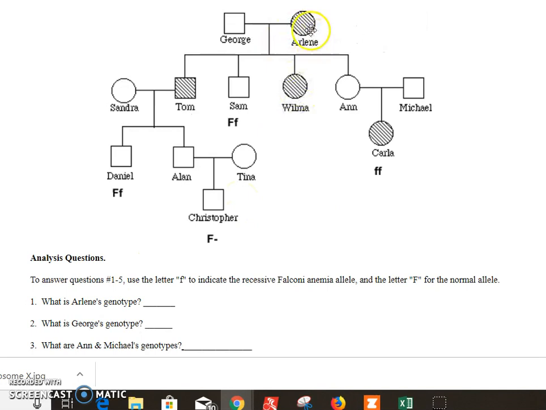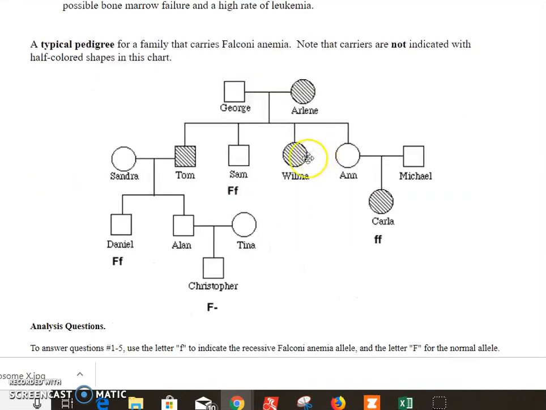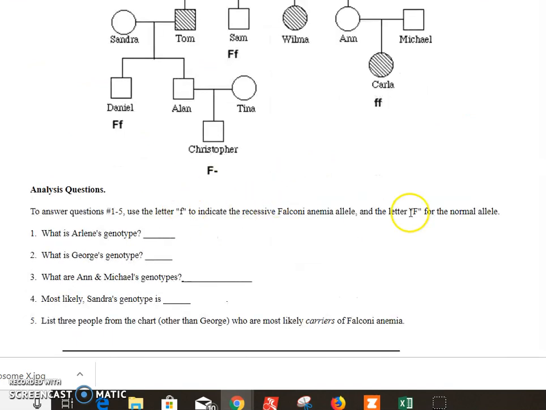Well, we look up here, the recessive form is Fanconi anemia. In order for the recessive to be expressed, we must have both recessive alleles, right? So in this case, for Arlene, and it tells you to use F's here, it's lowercase f, lowercase f, also known as homozygous recessive.